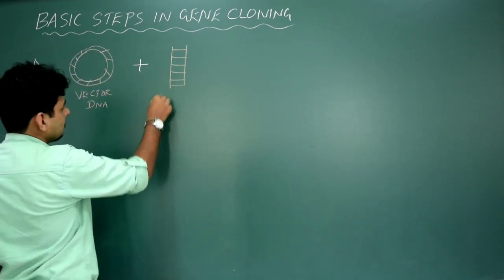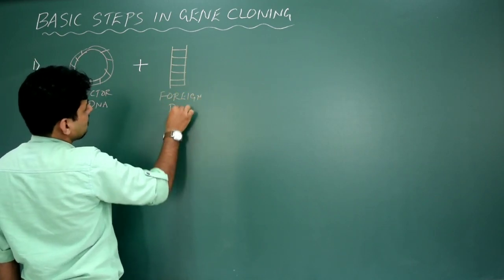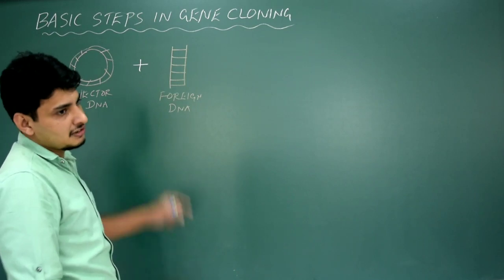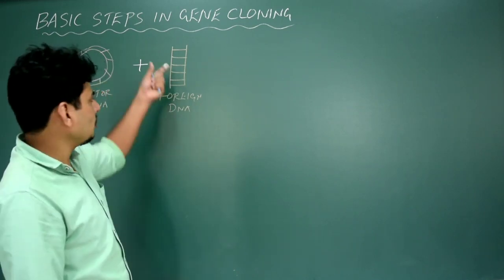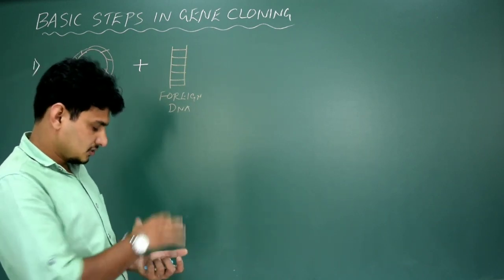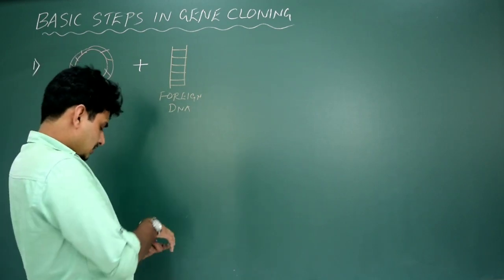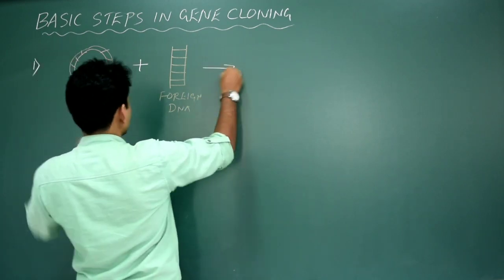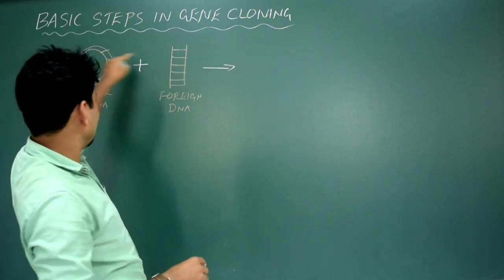So we write the foreign DNA. Foreign DNA is nothing but the gene of our interest, which is taken from the gene library, because of the Human Genome Project. Or you can isolate this. We'll understand later how exactly all these DNA fragments are isolated, separated, etc. Because of this plus symbol, I am adding this foreign DNA into this vector DNA.